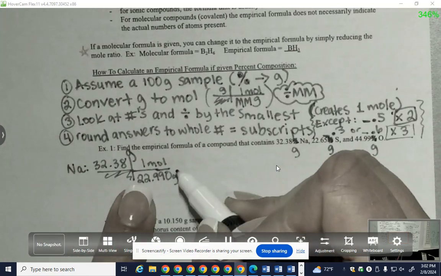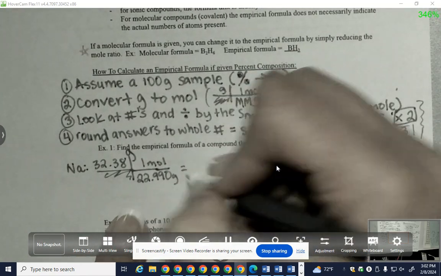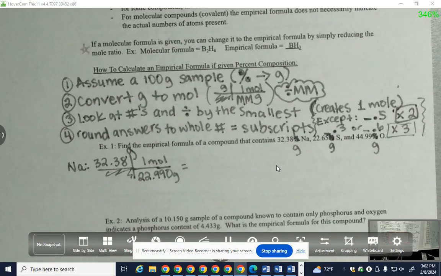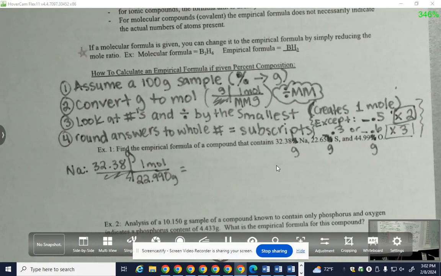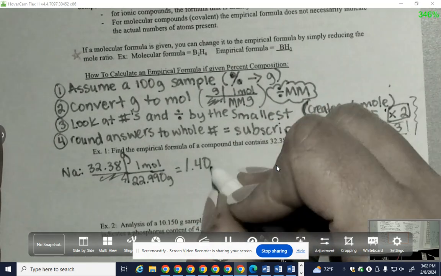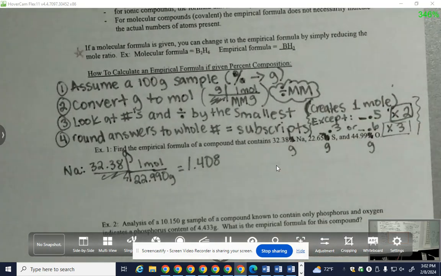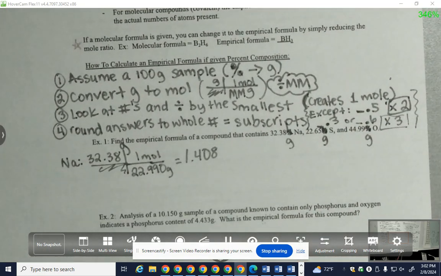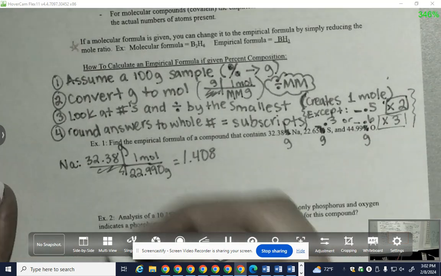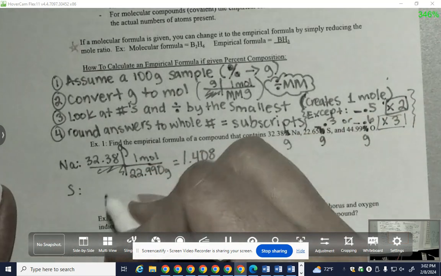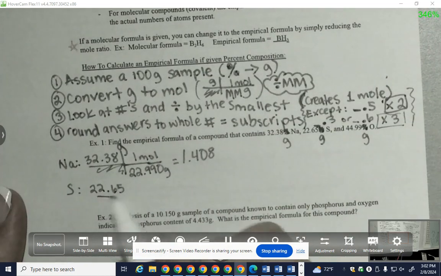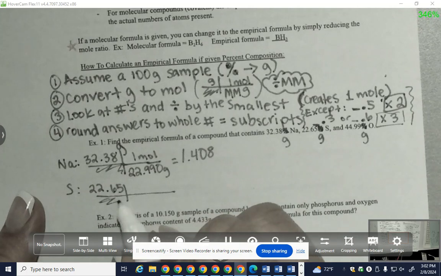So we're going to multiply across, divide by the bottom. So that gives me the answer 1.408. I'm just going to do that, okay? Don't want to round yet. All right, so sulfur, I have 22.65. So for sulfur, I'm going to go ahead and write 22.65. Do the same exact thing.